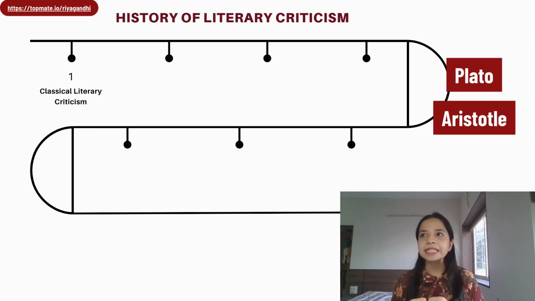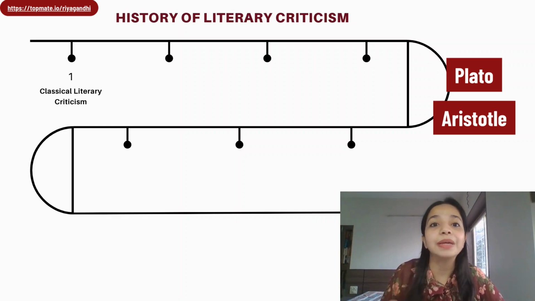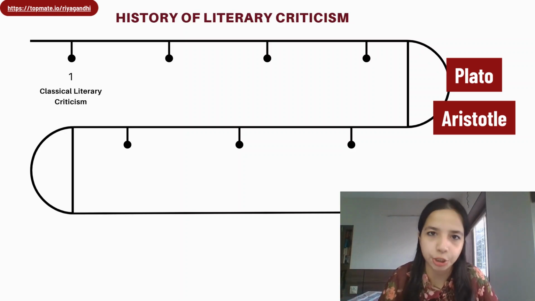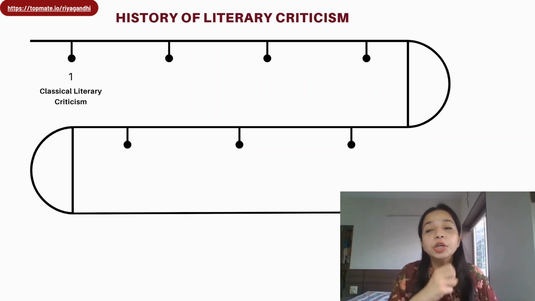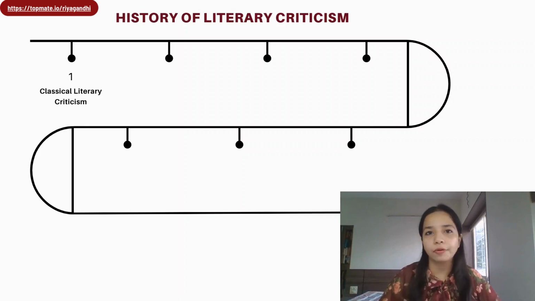But both of these philosophers have focused upon the poet being an imitator and poetry being an art of imitation. In this period, you also have other writers and philosophers like Horace and Longinus, with the idea of the sublime. All of these are also very important from the UGC Net point of view.